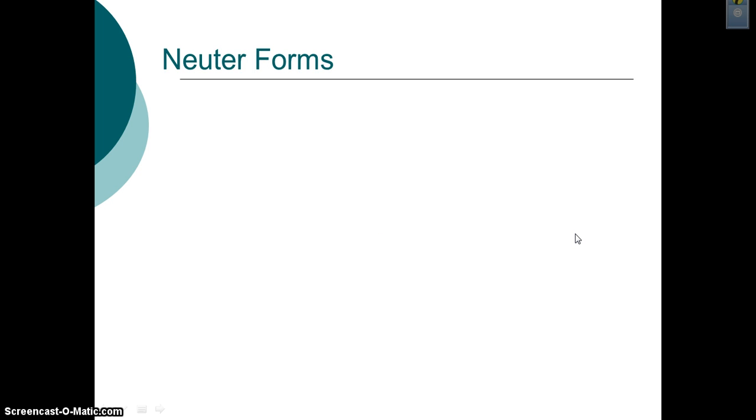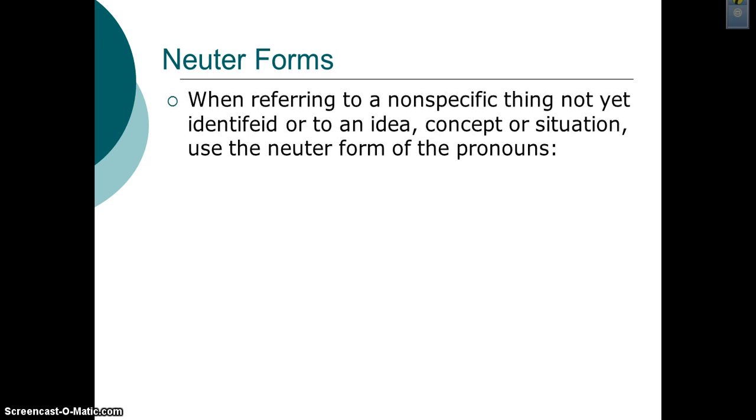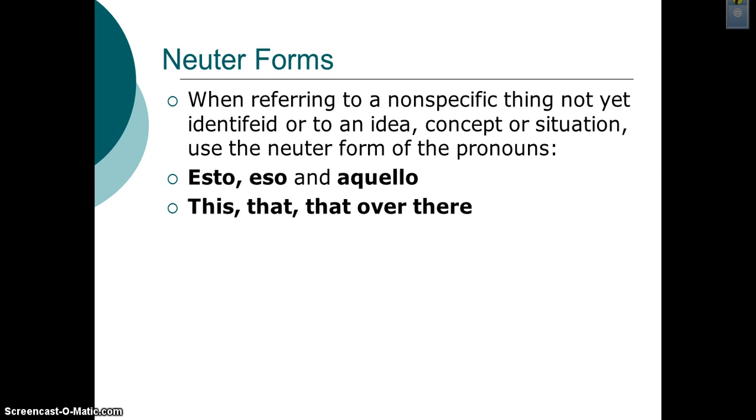We also need to keep in mind there are neuter forms, and these are forms that are actually gender neutral. So we'll use these when we're referring to a non-specific thing not yet identified. Okay, pardon my spelling mistake there. Or to identify an idea, concept, or situation, we can use the neuter form of these pronouns. So this is when we don't have a word with a specific gender that we can pinpoint. So these forms are esto, eso, aquello, and it's still the same distances implied. So this, that, and that over there farther.